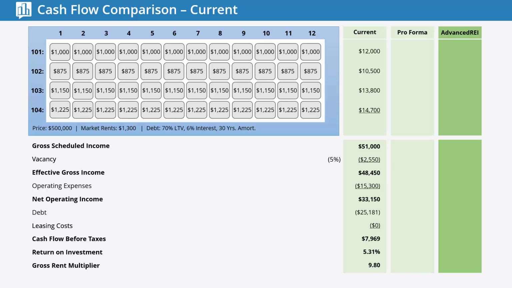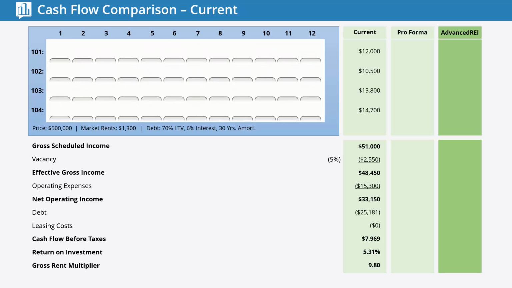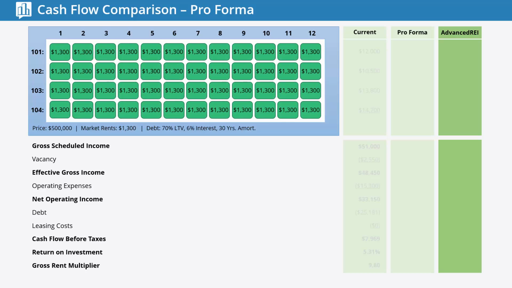So now we've seen how the vacancy factor and leasing cost affect the cash flow statement. Let's switch gears and examine the pro forma cash flow statement, the evil twin. This statement simply substitutes current rents for market rents, giving each unit the maximum annual income of $15,600 for a gross scheduled income of $62,400.